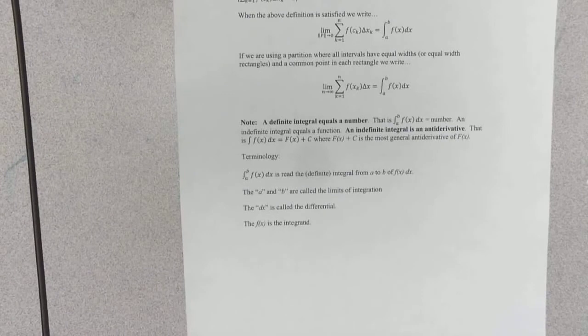Terminology. The integral from a to b of f of x dx is read the definite integral from a to b of f of x dx. Most people do not put the word definite in there, because when you state the limits of integration, you are telling your reader that it's a definite integral.